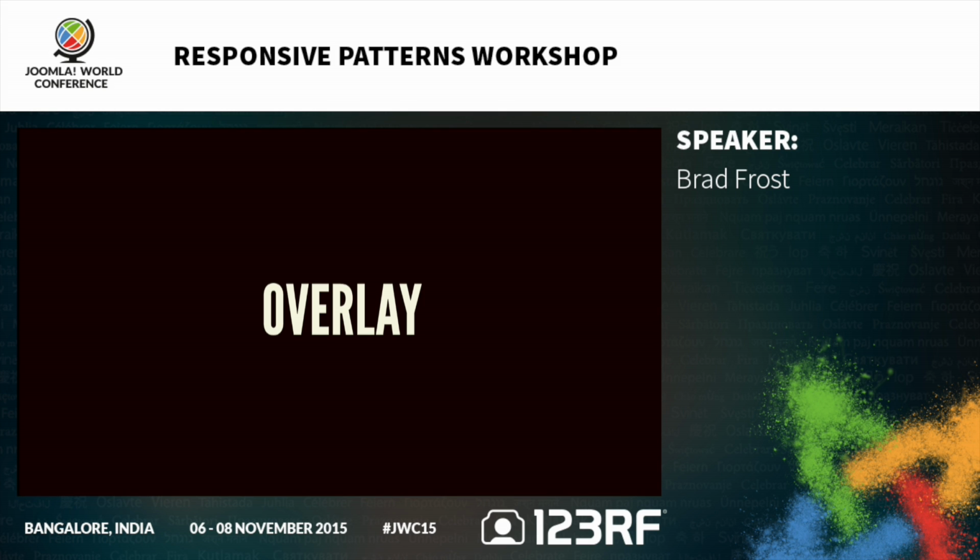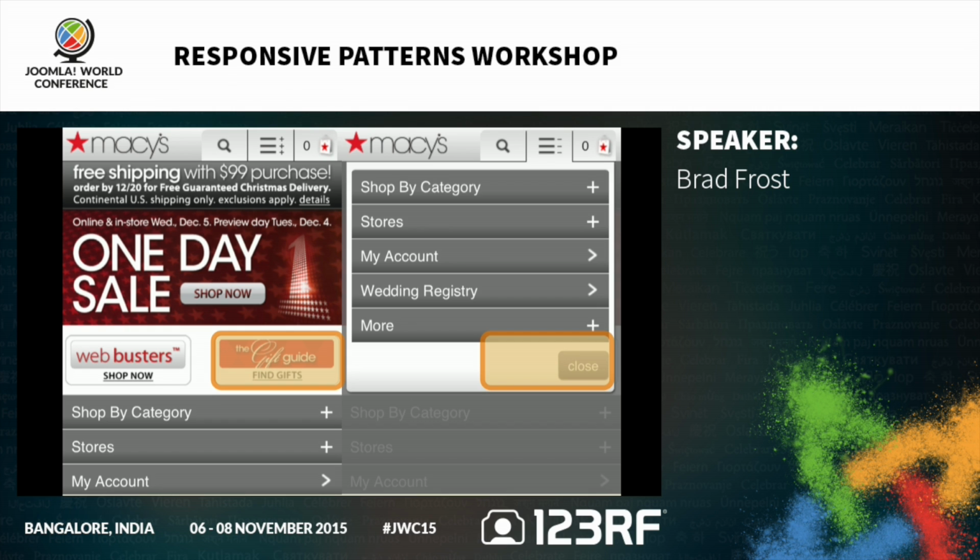There's a flavor of this sort of toggle pattern that we might want to avoid. I'm just going to show you this. This is Macy's.com, which is a big retailer in the US. Unfortunately, there's a flavor of this where instead of sliding the rest of the content down the page to make room for the menu, sometimes the menus will overlay on top of the core content.